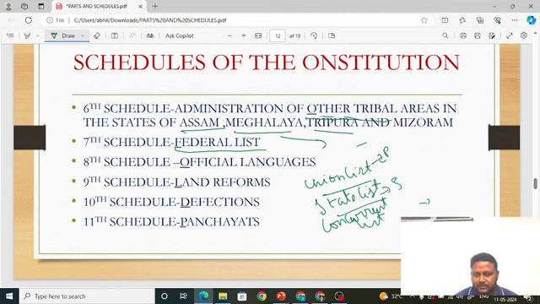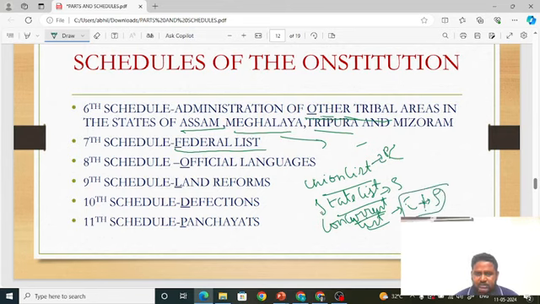But sometimes the union government will also make laws on the subjects in the state list, that is when there is a state emergency. We will learn about that when we talk about emergency provisions. Concurrent list: both center plus states can make law.